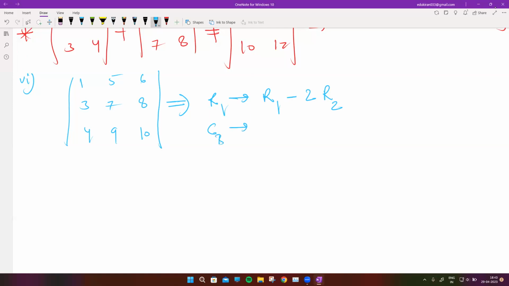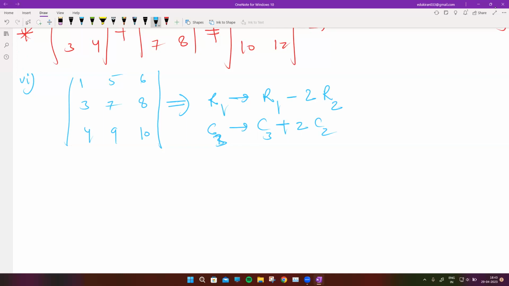So let's say I am changing column C3. C3 changes to C3 plus twice of C1. I can do this. If I'm performing this operation on any matrix or any determinant, I'm basically doing elementary transformation. If I'm doing this with a row, then it is called row transformation or elementary row transformation. And if we are performing this operation on a column, then we will call it elementary column transformation.